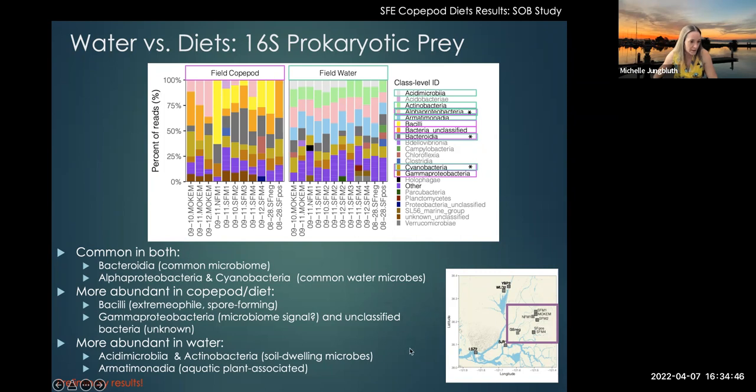In the water itself, there were Acidimicrobiia and Actinobacteria, which are known soil-dwelling microbes. So that's not surprising given how turbid the waters tend to be in these sort of tidally driven waters of the estuary. And a group of Armatimonadia, which is an aquatic plant associated microbe. So that's also not super surprising, but interesting to see.